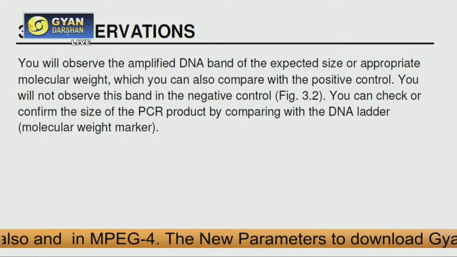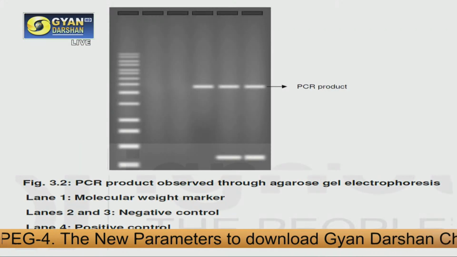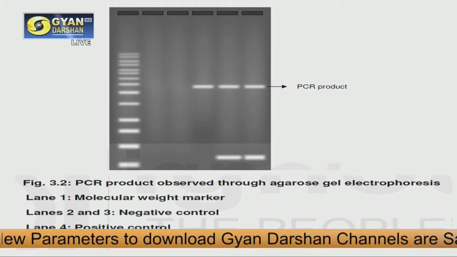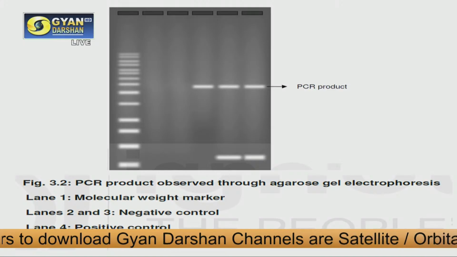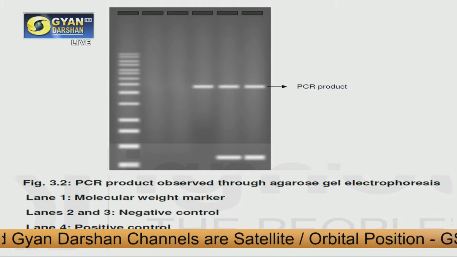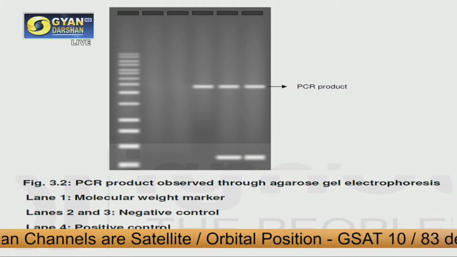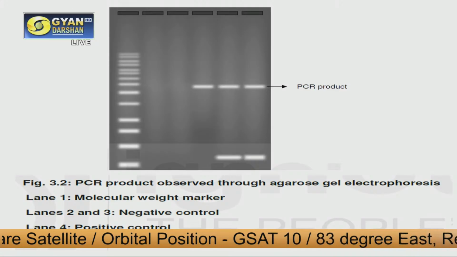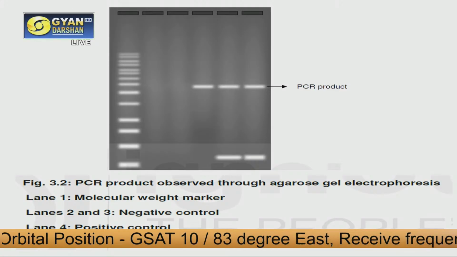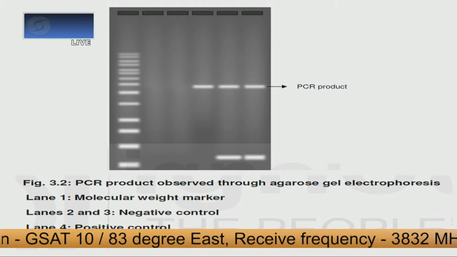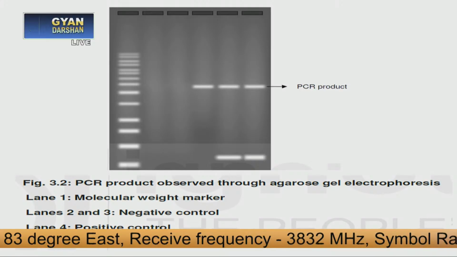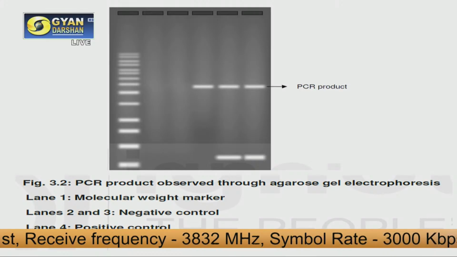And then you load the reaction in an agarose gel. So you need to observe whether you have got the amplified DNA or not. And this is actually the picture. So if you get a proper PCR product, as you can see in lane number 4, 5 and 6, in lane number 2 and 3, you see these are negative control. So you are not getting any band.